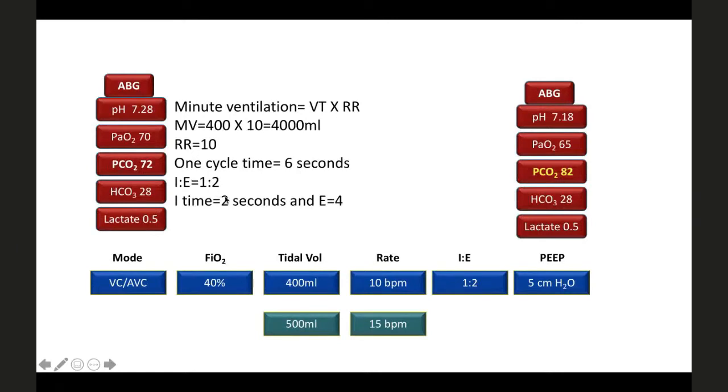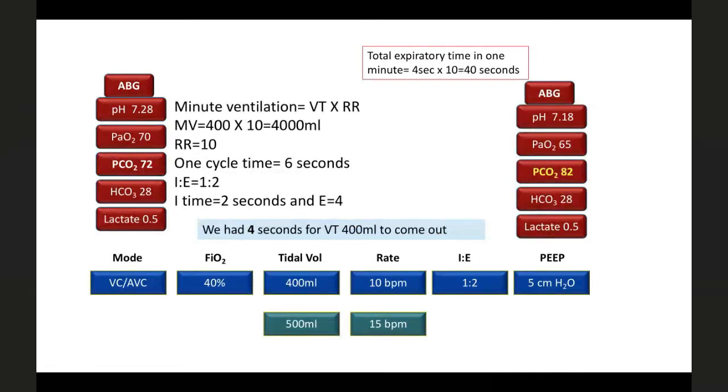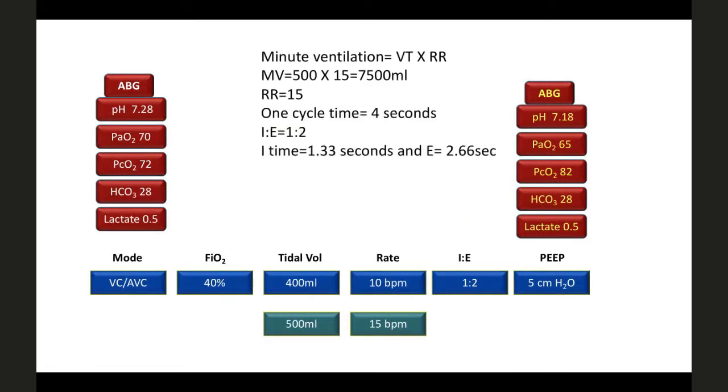So 2 seconds for inspiration, 4 seconds for exhalation, which means to exhale the 400 ml I pushed in with the IPPV, you are giving 4 seconds to come out. Okay. Now what happens when the minute ventilation was increased?